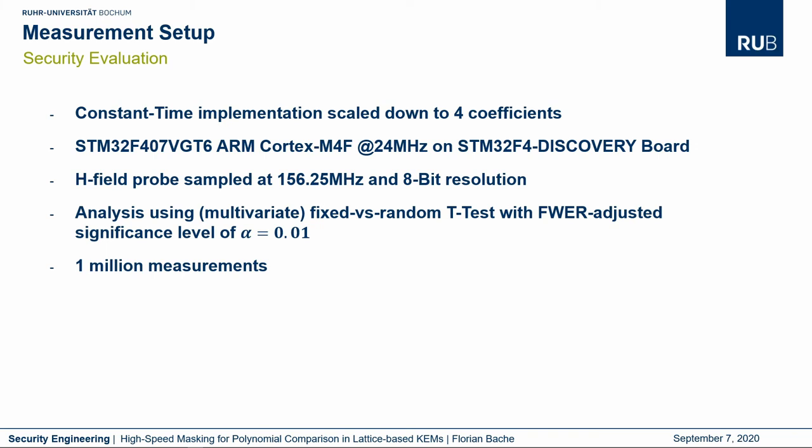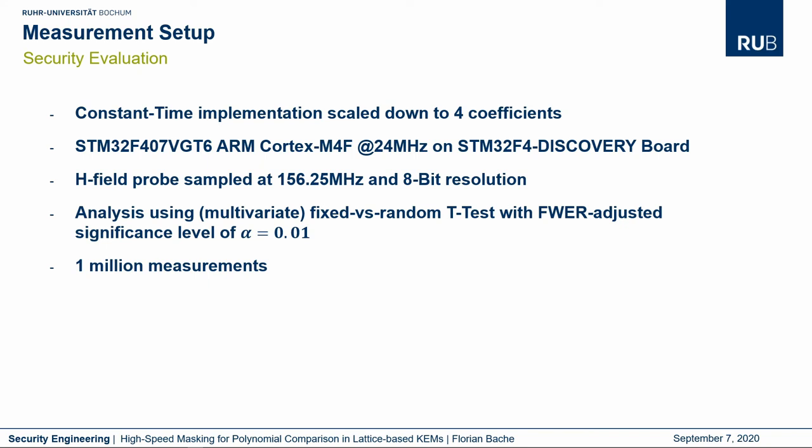In the complete implementation for New Hope, we have 1024 coefficients. But if we measure the complete comparison, the trace gets very long, and it becomes computationally prohibitive to perform a multivariate second order TVLA. Therefore, we use this to reduce the trace length.